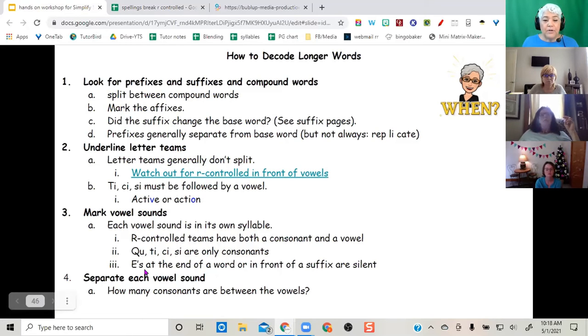E's at the end of a word or in front of a suffix are silent. Silent, that is not a vowel sound. We need to notice it, but it is not a vowel sound. Step one, affixes. Step two, letter teams. Step three, vowel sounds. Step four, split them up.